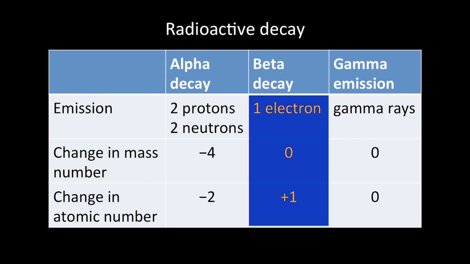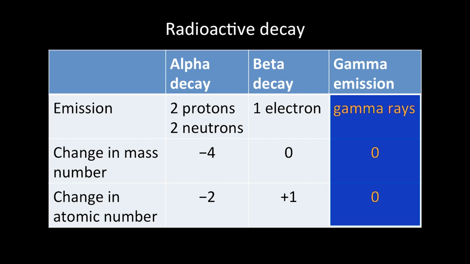During beta decay, a neutron in the nucleus splits into a proton and an electron. The proton stays in the nucleus, but the electron is emitted as a beta particle. The mass number stays the same, but the proton or atomic number increases by 1. When atoms emit gamma rays, there is no change in the number of protons or neutrons, so the element does not change.